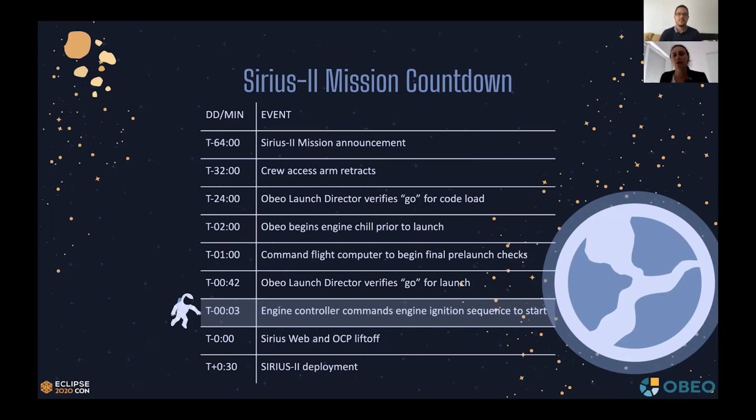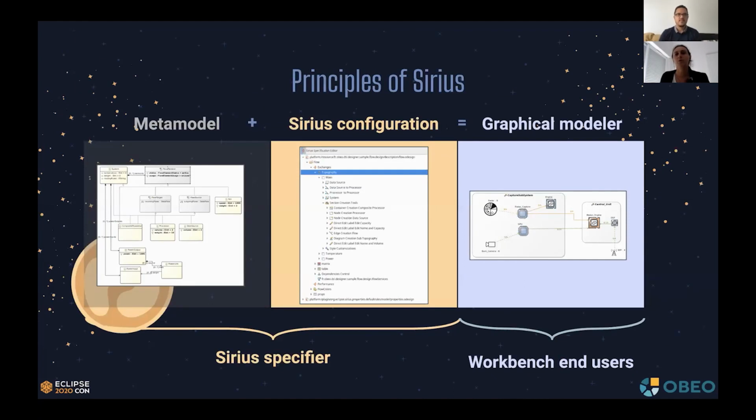So as you can see, we are almost 3 minutes before the launch. So I will take this time to explain quickly the basic principles of Sirius. Our purpose is to bring the spirit of Sirius to a new technological space. With Sirius, first, you define your domain by defining a meta model thanks to EMF. Then you provide a Sirius configuration to specify the mapping between the different concepts of your DSL and how this should be represented graphically. As a result, you get a graphical modeler dedicated to your DSL, a workbench for your end users.